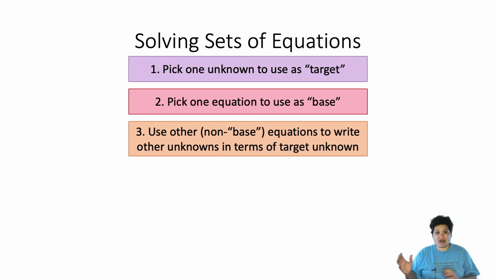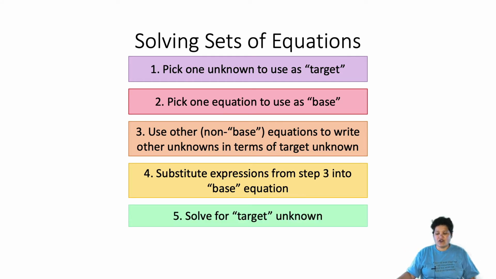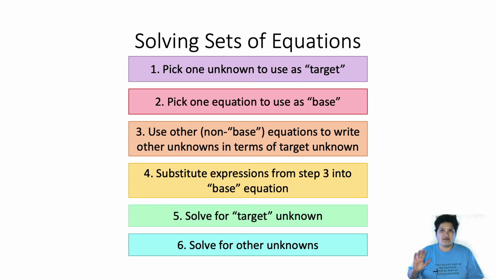Once you do that, you should have terms for everything else in terms of your unknown. You can take those expressions, plug them into your base equation, and that will give you an equation that's just got the concentration of your target unknown and nothing else, and then you can solve for your target unknown. Once you have that, you can easily solve for your other unknowns. This all sounds pretty pedantic right now because we're not actually applying it to a problem.